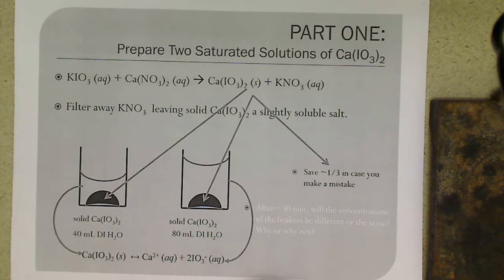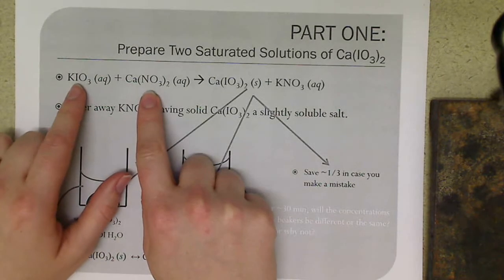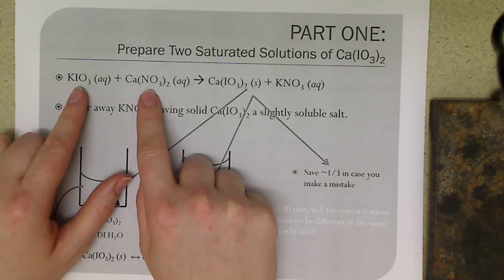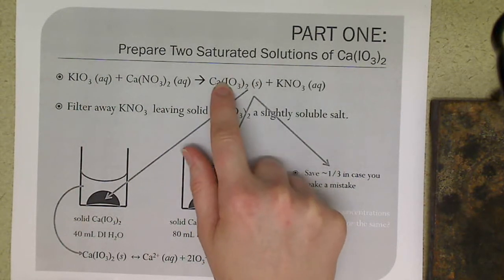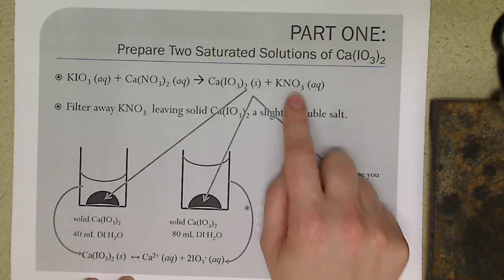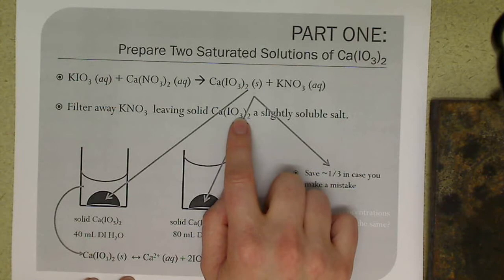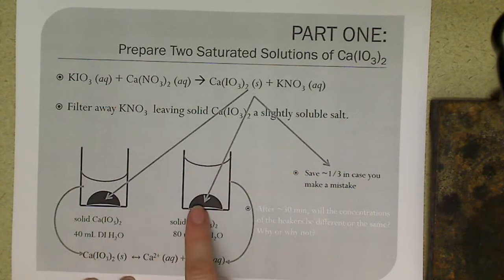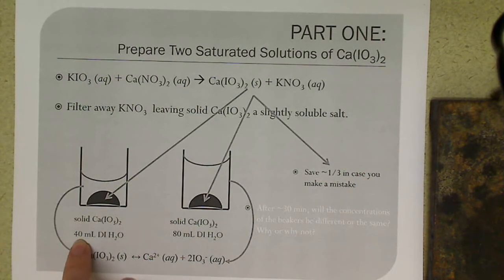Now let's talk about the chemistry of part 1. So your 2 solutions that you're mixing together, you have potassium iodate and calcium nitrate, and they produce a precipitate of calcium iodate. That's the solid that you're after. Okay, so you're going to filter away your potassium nitrate that's in solution, and you're going to have your solid calcium iodate, and you're going to split this into 3 piles. So here's pile 1, pile 2, save the third pile. In one beaker, you're going to add 40 milliliters of DI water. In the other beaker, you're going to add 80 milliliters of DI water.